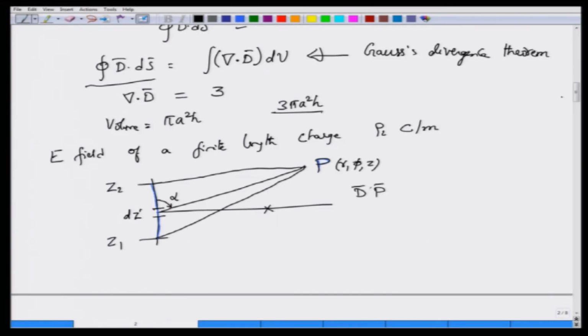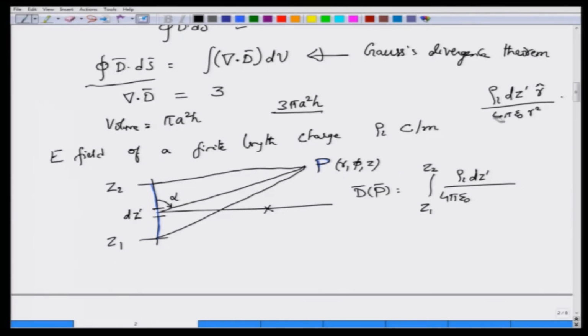The D field at point P is given by the integral from Z1 to Z2, because you would have to go up and down the charge covering from Z1 to Z2. At any point you have the charge rho L dz prime, divided by 4 pi epsilon 0 r square, or rather magnitude of r cube, times the vector at point P. So, if you recall Coulomb's law, this would be rho L dz prime r hat divided by 4 pi epsilon 0 r square, where r is the distance from the charge location to the field location. This is Coulomb's law.